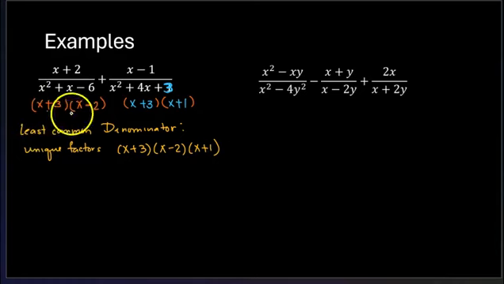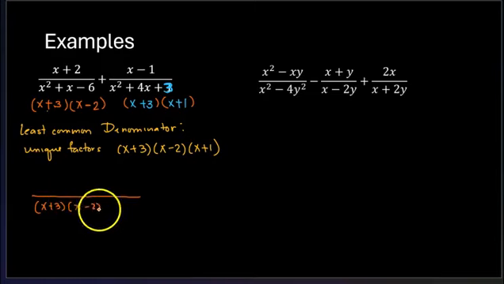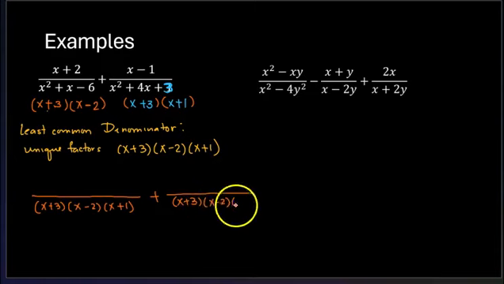So that means I have to rewrite this. It's quite long. I will not multiply all of this together. I'll just write that in the denominator. That's your LCD. Okay. That's x plus 3, x minus 2.